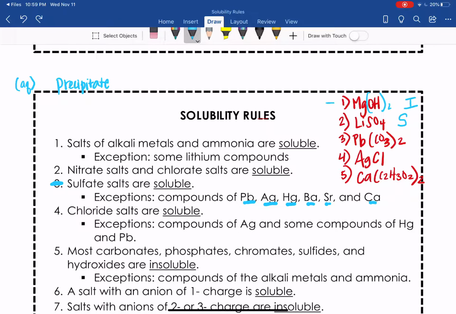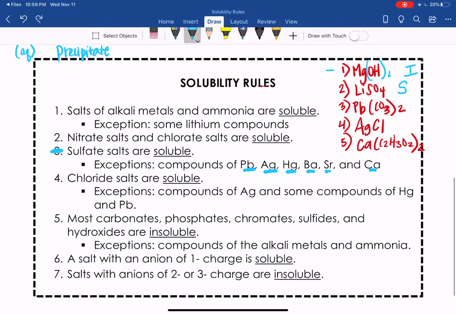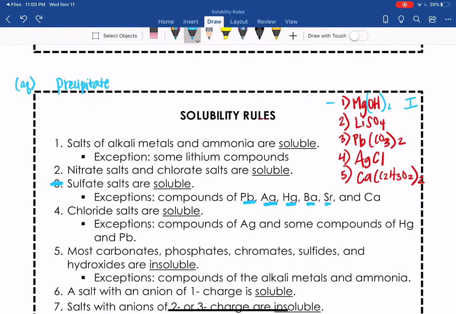Lead carbonate. Lead carbonate. Let me take some of this other stuff off here. Trying to not junk up my words too much where I can't read.